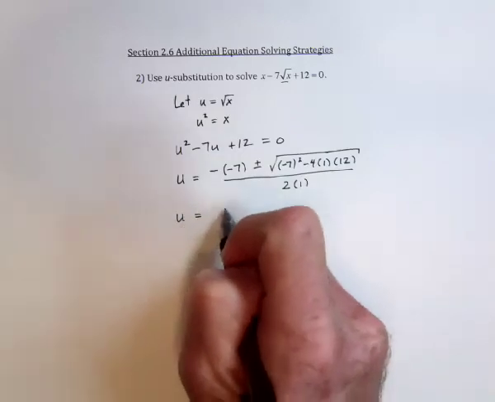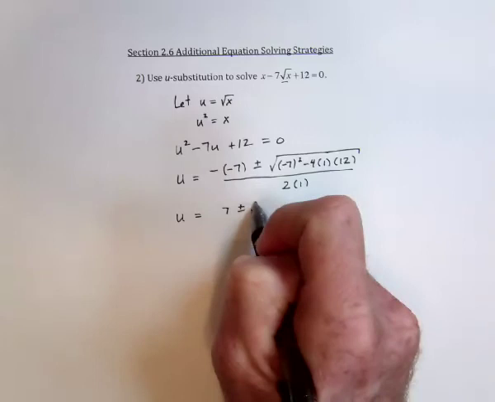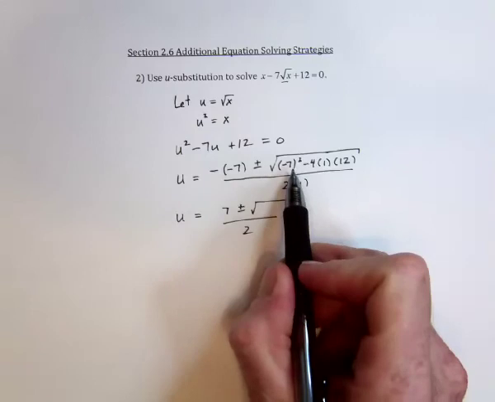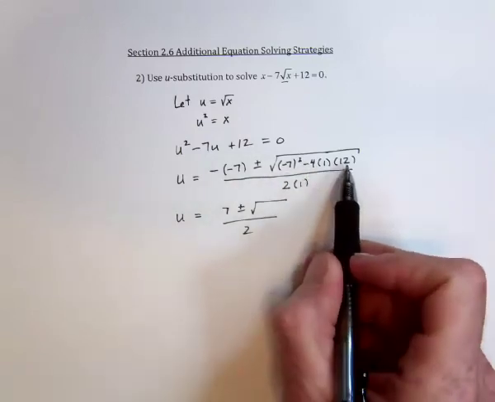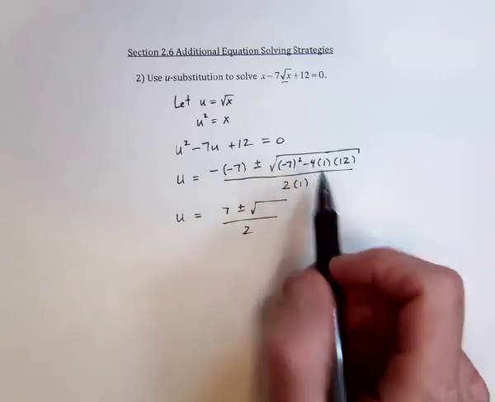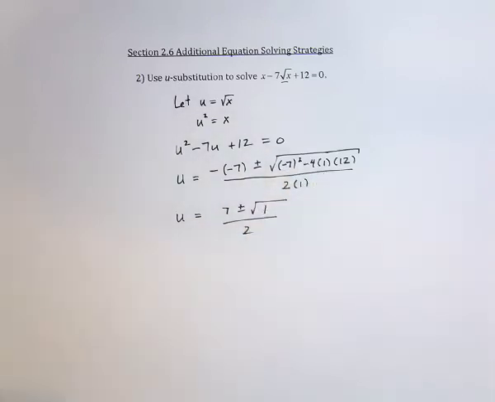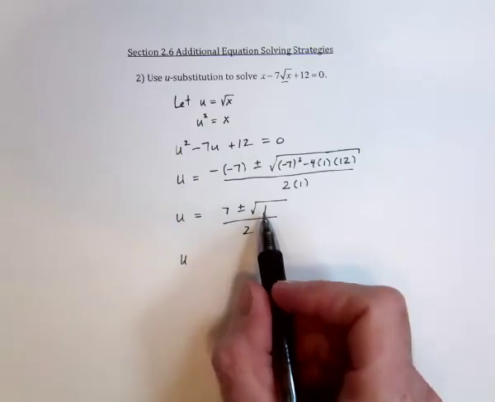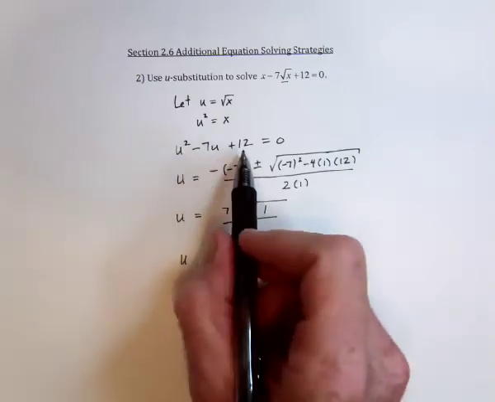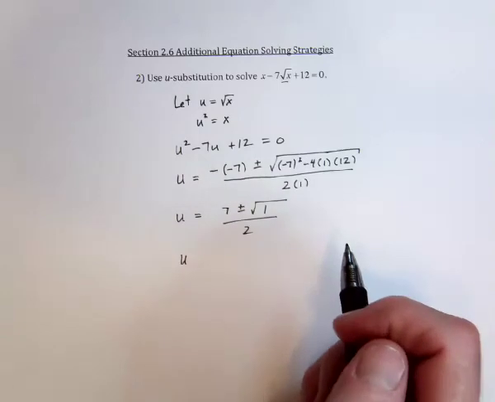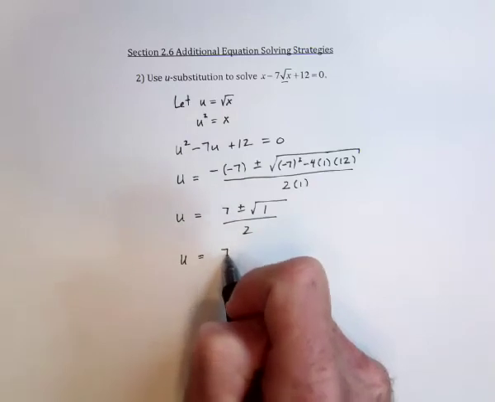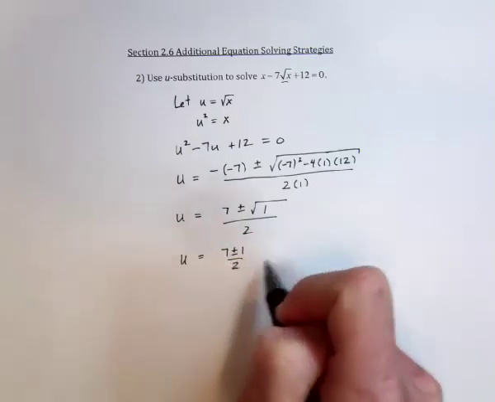So it's going to be a 7 plus or minus the square root of what? Well, this is a 49, and 4 times 12 is 48. So we've really got 49 minus 48, or 1. And when this happens, that it turns out that the discriminant is a perfect square, that's an indication that actually at this point we could have factored it instead of using the quadratic formula. But that's alright, we're almost done. So we've got 7 plus or minus a 1 divided by 2.